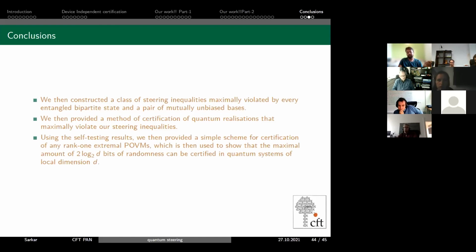And then we used it to show that the maximum amount of randomness, 2 log2 d bits of randomness, can be certified through our protocol. This work is under preparation and it's almost done, so we hopefully will submit it by next week, or this week.